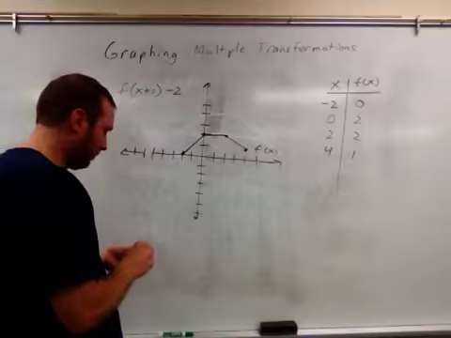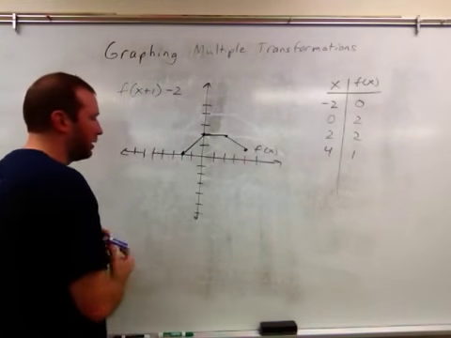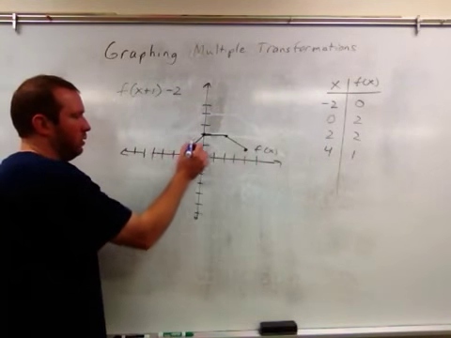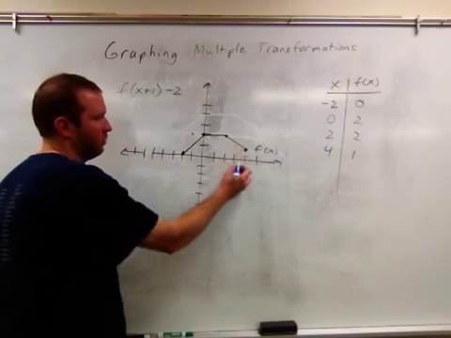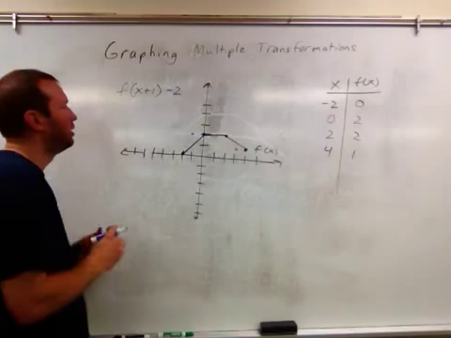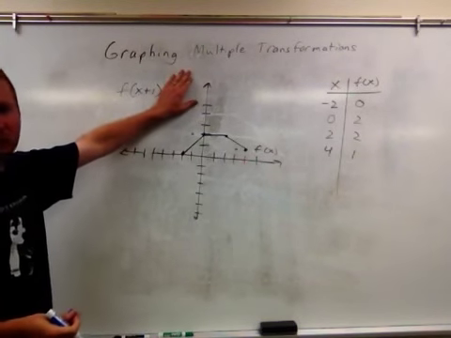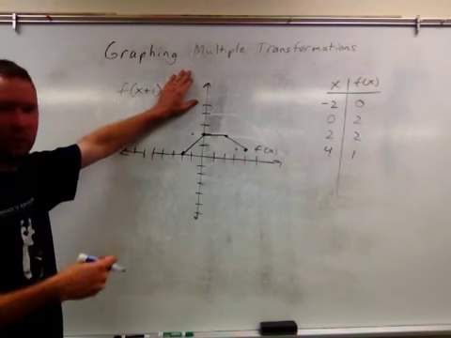So I'm going to do that first. I'm going to take this point, move it left 1, this point, left 1, this point, left 1, and this last point, left 1. That would be the graph of f of x plus 1.